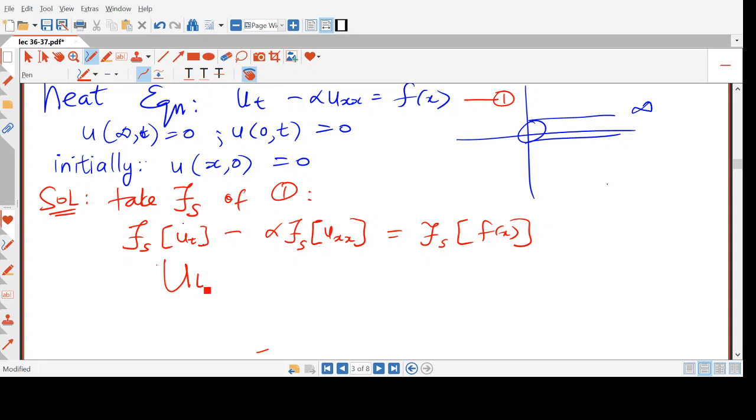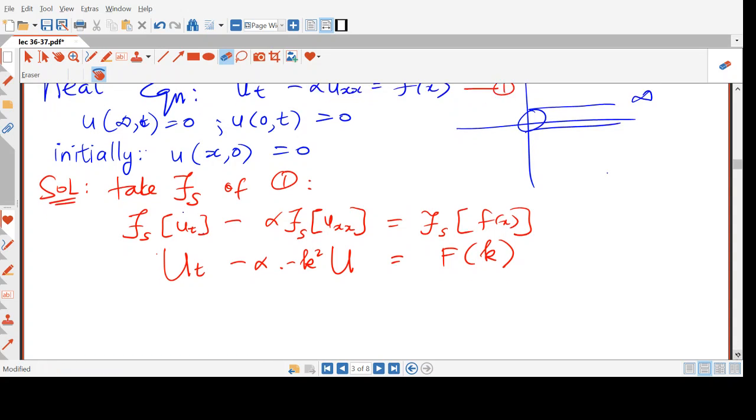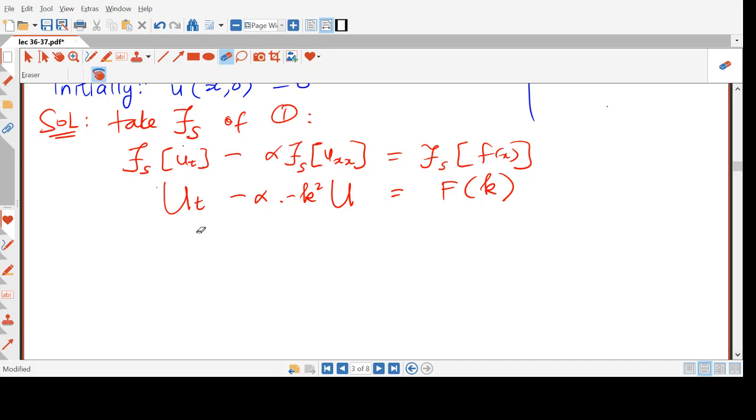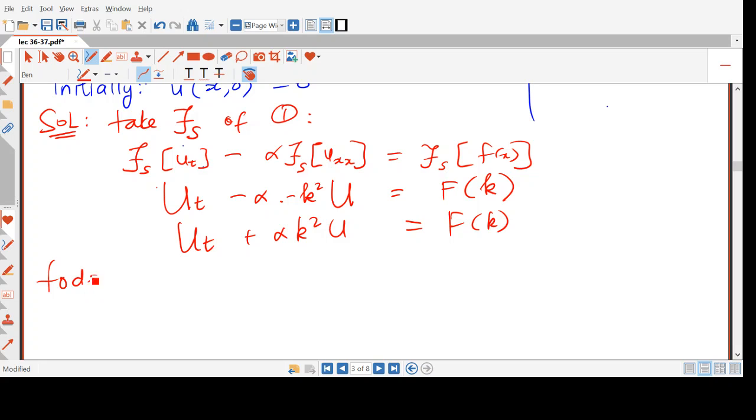This is capital U_t. Here it's minus alpha, and remember this was minus k squared capital U. Fourier transform of f of x, we'll call it capital F of k. All right, so just to simplify that a little bit, U_t plus alpha k squared U equals F of k. Now, this is a first order differential equation.